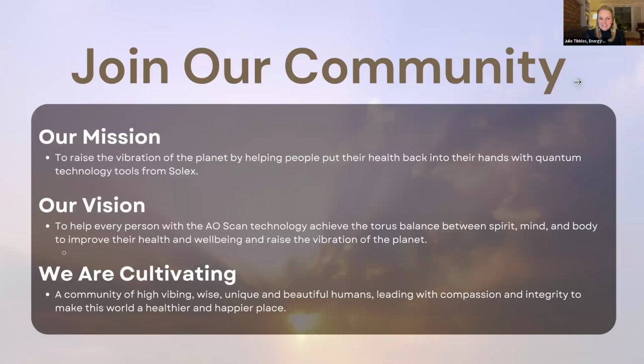So, our mission is to raise the vibration of the planet by helping people put their health back into their hands with quantum technology tools from SolX. Our vision is to help every person with the AO scan technology achieve the torus balance between spirit, mind, and body to improve their health and well being and raise the vibration of the planet.